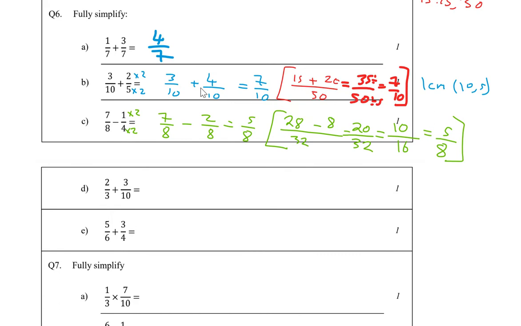Okay, so we ask ourselves, what is the lowest common multiple of 3 and 10? Lowest common multiple is 30, so we multiply by 10, multiply by 3, multiply by 3 to get 20 over 30 plus 9 over 30. That gives 29 over 30.